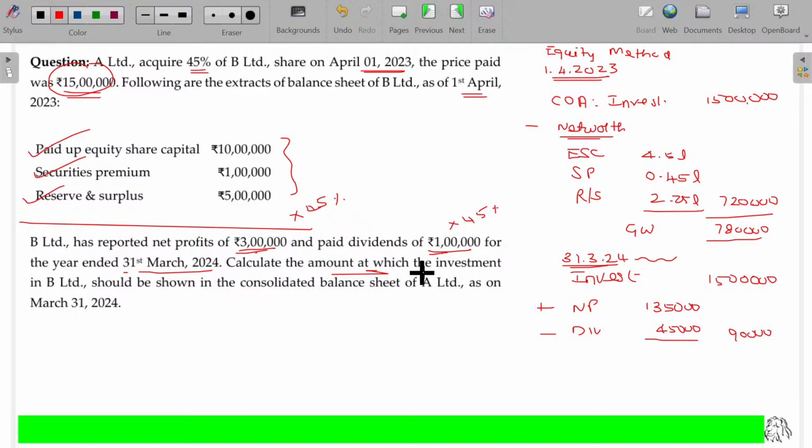So calculate the amount at which the investment in B Limited should be shown in the consolidated balance sheet of A Limited as on this date. As on the date of acquisition, the investment value being 15 lakhs. As on 31st March 2024, the value being 15 lakhs 90,000 rupees. This amount, not realized, will be included along with the investment value itself year on year. Clear? Hope now you will be able to understand these calculations.